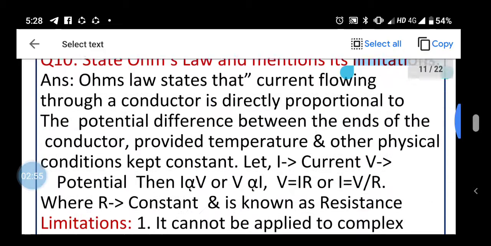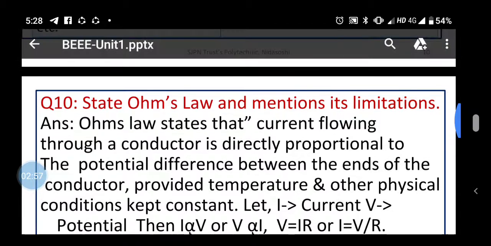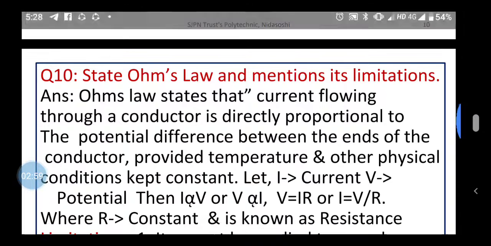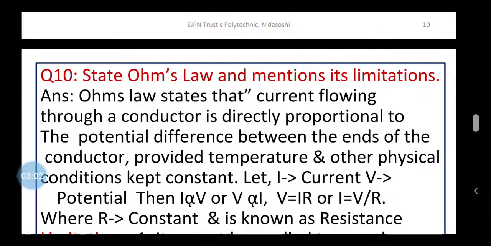Now let us discuss the next question, number 10: state Ohm's law and mention its limitations. If you see the question papers of previous final exams, you will find this question has appeared in many of them. So consider this an important question.